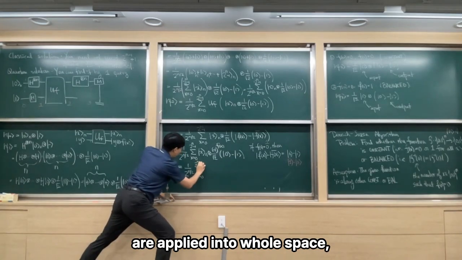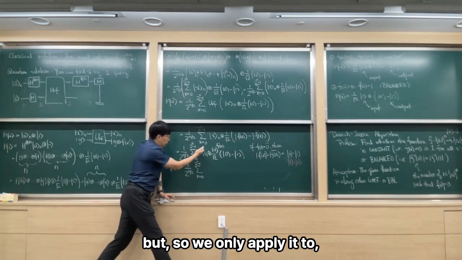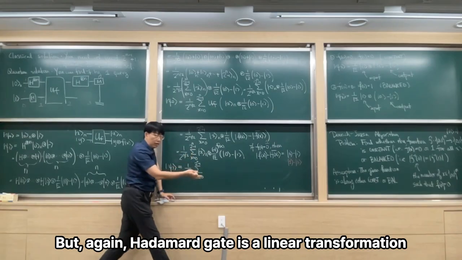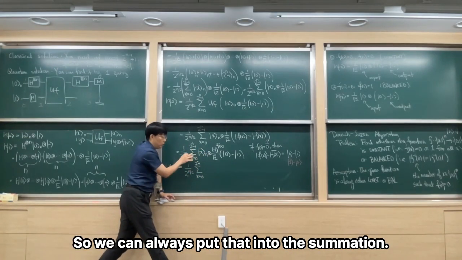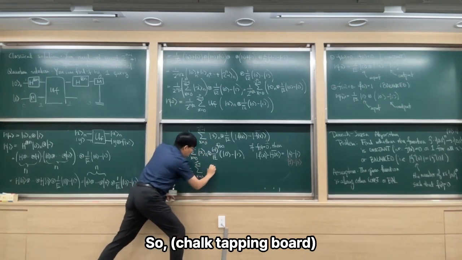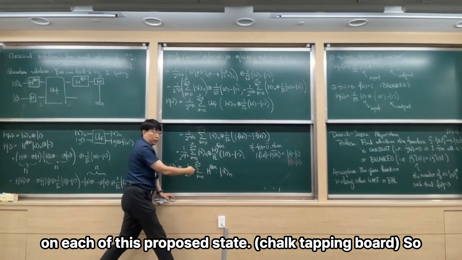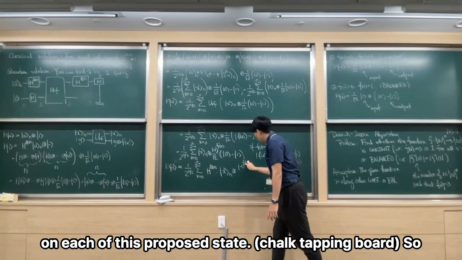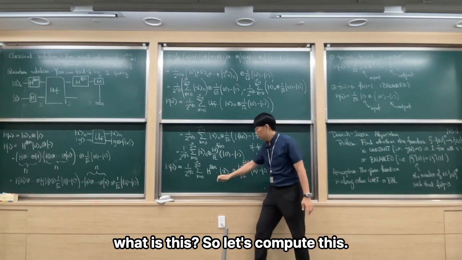So the Hadamard gate is applied to the whole quantum state, but we only apply it to the input register. But again, the Hadamard gate is a linear transformation because it's a quantum gate, so we can always put that into the summation. So we can apply the Hadamard gate on each of these superposed states. So what is this? Let's compute this.